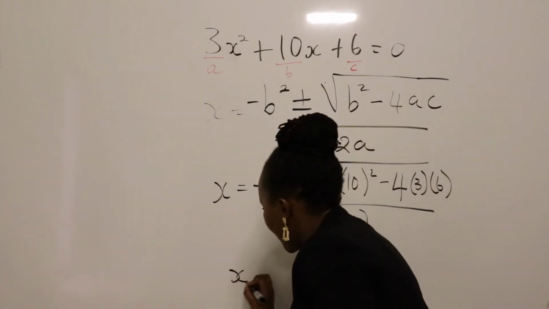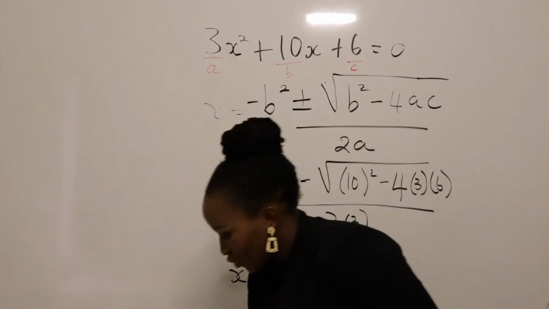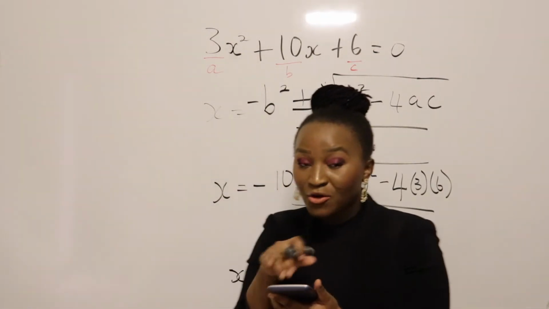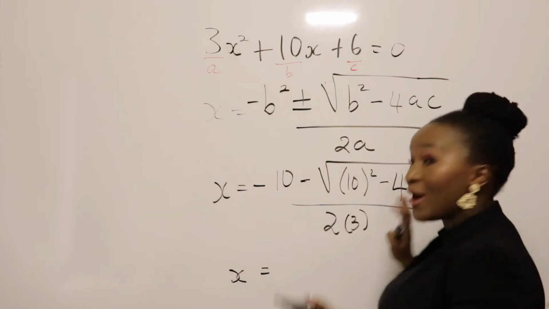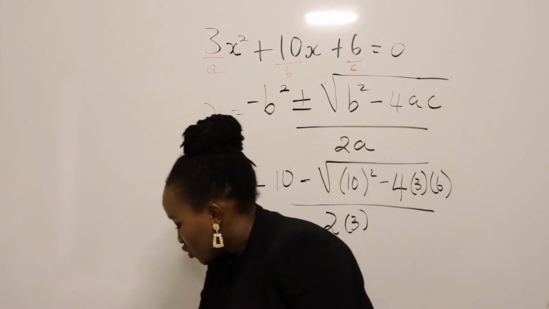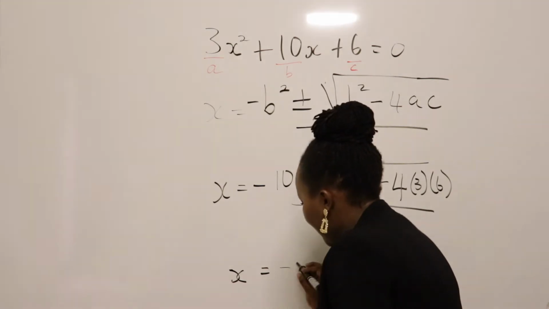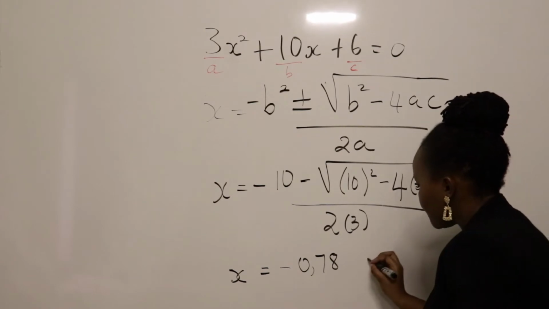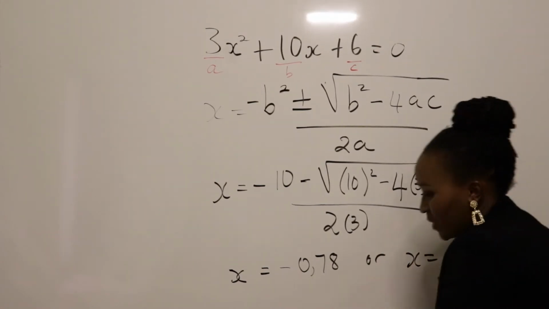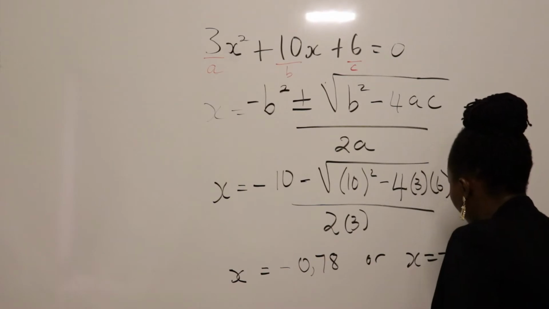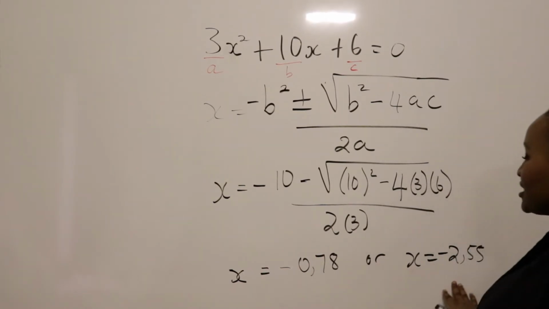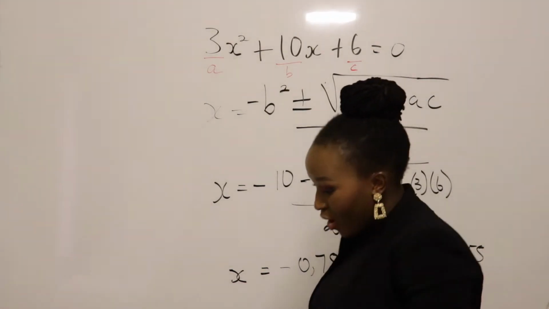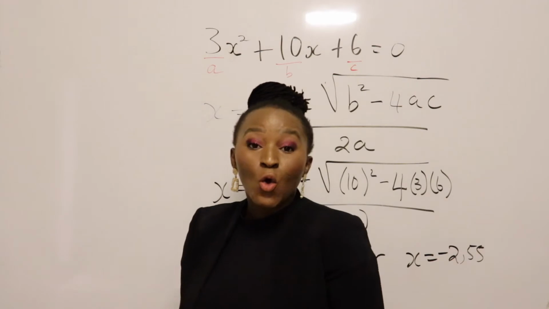So your first answer will be x is equal to, you use your calculator. I recommend the Casio, that you use this Casio, and put your calculation as it is to avoid making mistakes, right? So your first x will be minus 0.78, and the other x will be equal to minus 2.55. So this is how your question 1.1, the first question, will look like. Alright, now let's go to the second question.